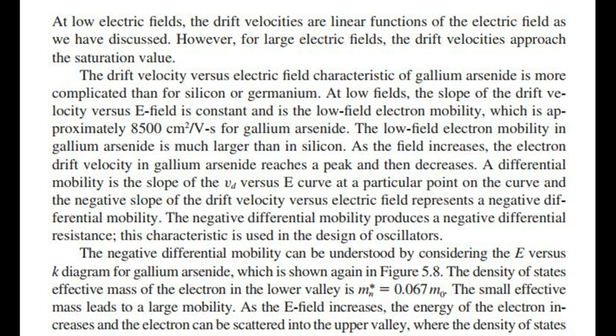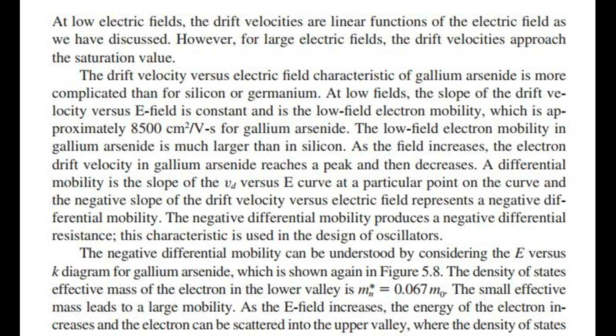A differential mobility is the slope of the Vd versus E curve at a particular point on the curve, and the negative slope of the drift velocity versus electric field represents a negative differential mobility. The negative differential mobility produces a negative differential resistance. This characteristic is used in the design of oscillators. The negative differential mobility can be understood by considering the E versus k diagram for gallium arsenide, which is shown again in figure 5.8.